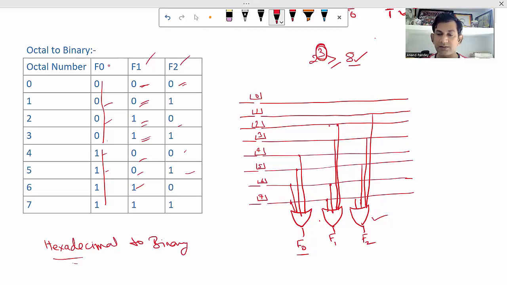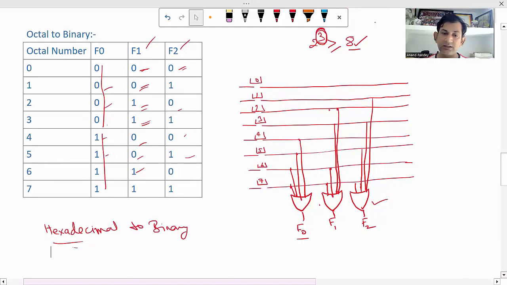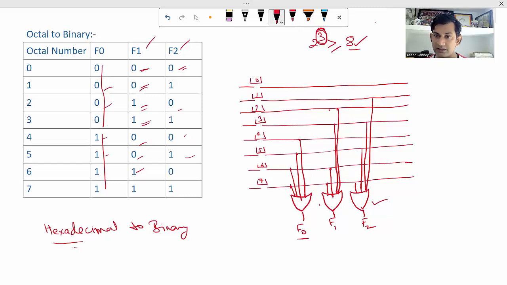Hexadecimal to binary, you know, in the hexadecimal number system we have 16 digits. The digits are 0, 1, 2, 3, 4, 5, 6, 7, 8, 9. Then for 10 we write capital A. Then A, B, C, D, E, F. Don't write 10, 11, 12, 13, 14, 15. Write A, B, C, D, E, F. So we have 16 digits, so we will draw 16 horizontal lines like this: 0 to 9 and A, B, C, D, E, F, that is 16.